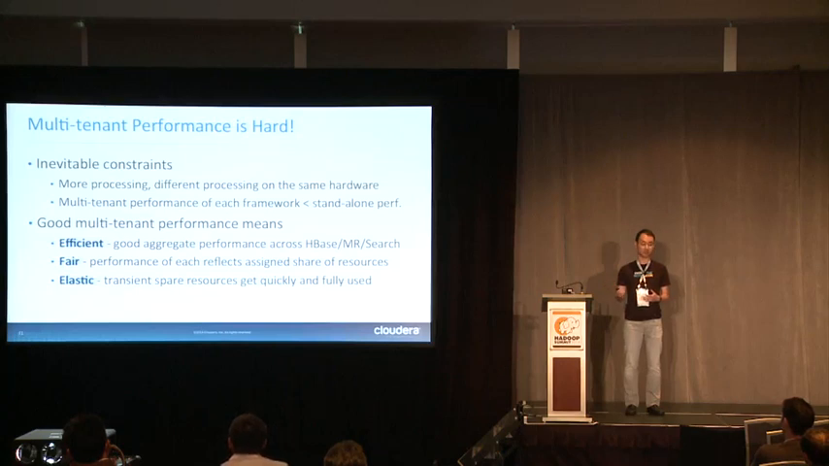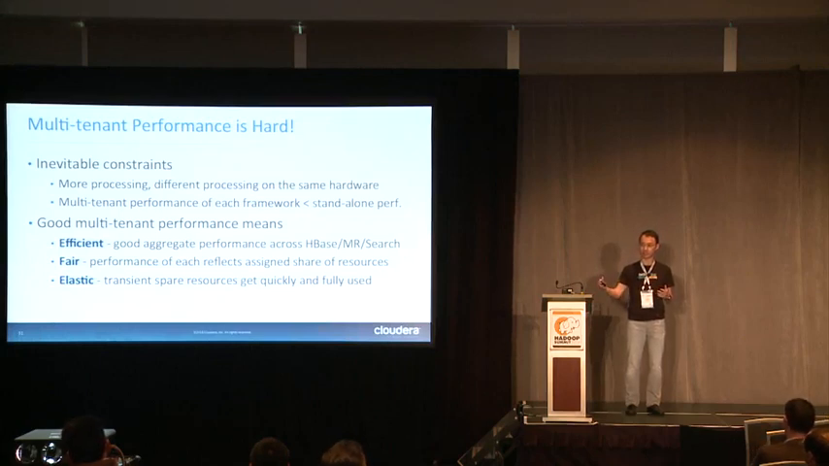Now, multi-tenant performance is hard. There are some inevitable constraints. We are asking the same shared hardware to do different kinds of processing, to do additional processing on still the same amount of hardware. Now, it's inevitable that when resources get shared, the performance won't be as good as the standalone performance of each framework operating by itself. Then the performance question becomes, what is the gap between multi-tenant performance and single standalone performance?